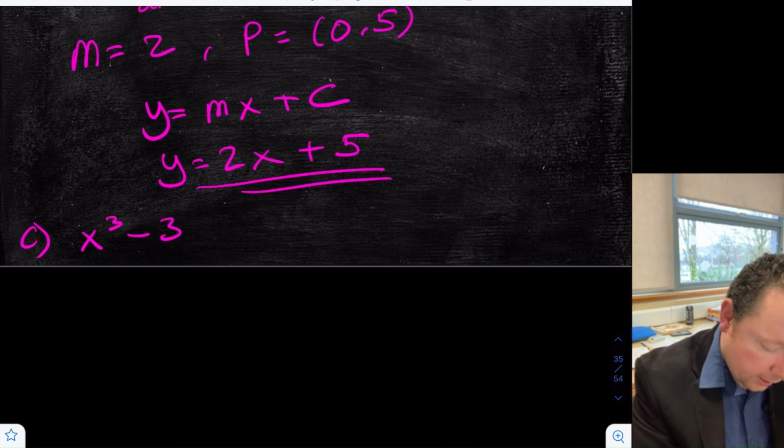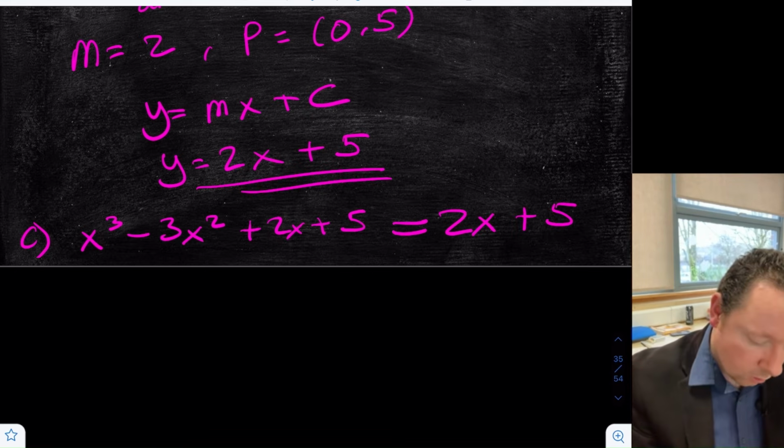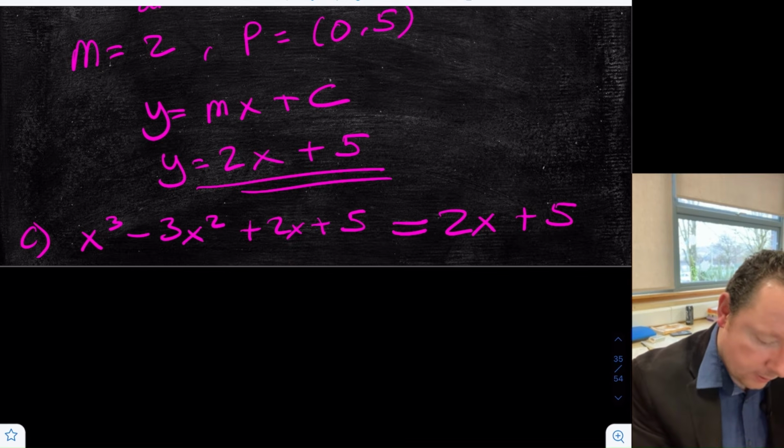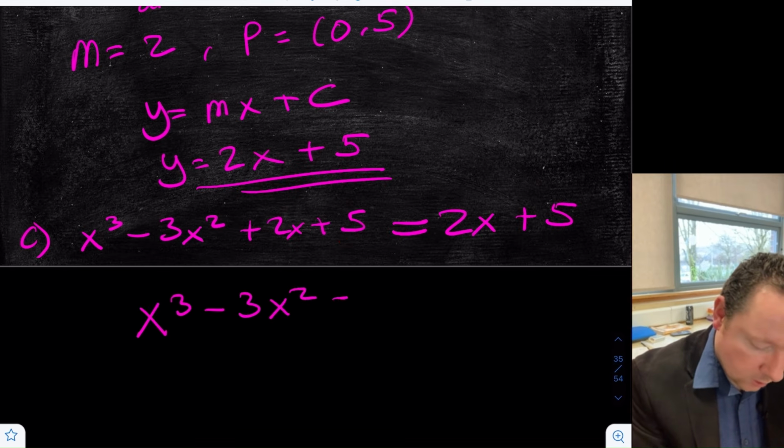x cubed minus 3x squared plus 2x plus 5 was our curve. It's equaling 2x plus 5 at points of intersection. So we can solve that quite easily. If we take it over, minus 2x minus 5, these cancel each other out and disappear. So that just leaves me with x cubed minus 3x squared equals 0.